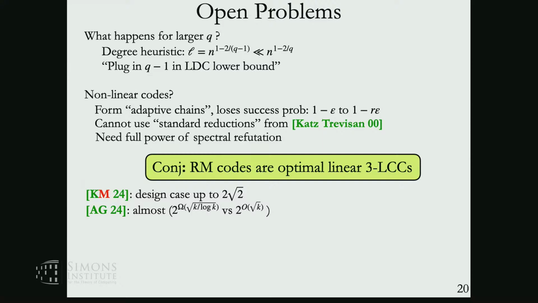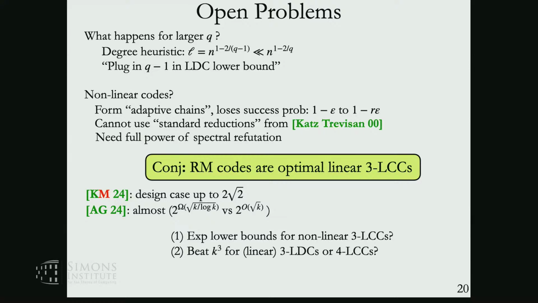But I think the more interesting open questions are, can we get exponential lower bounds for nonlinear codes? Because we have them for linear codes, and our techniques for nonlinear seem to be a little bit stuck. And finally, can we beat this k cubed for 3 LDCs or 4 LCCs, even for linear codes? I think these are both very interesting open problems, and our techniques here don't seem close to handling either of these. I think for this problem, if you wait probably 4 or 5 months, this will probably get solved. Whereas for these problems, they look to be substantially more challenging.